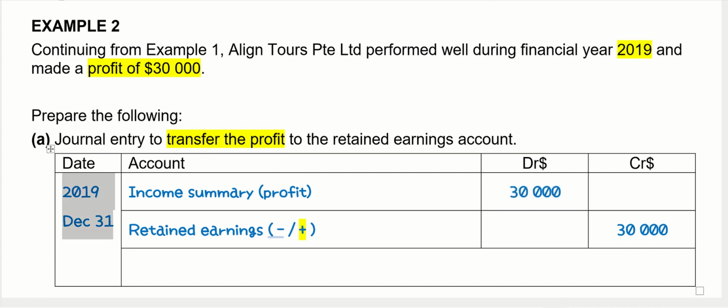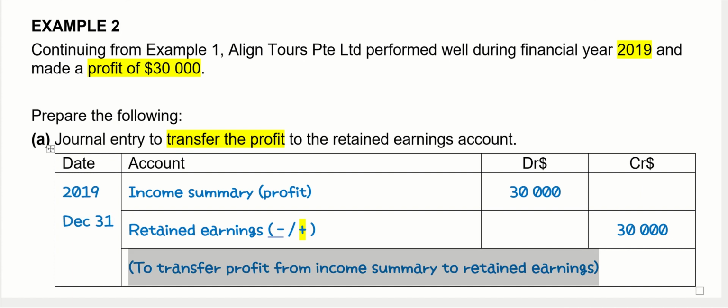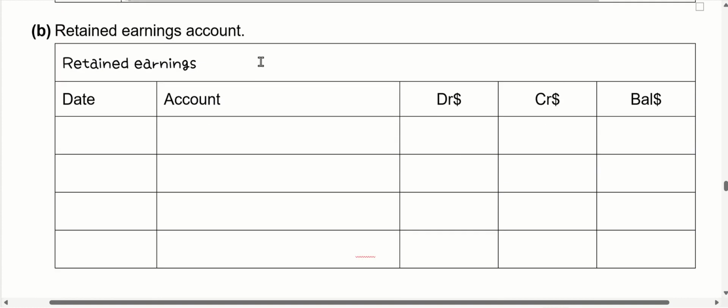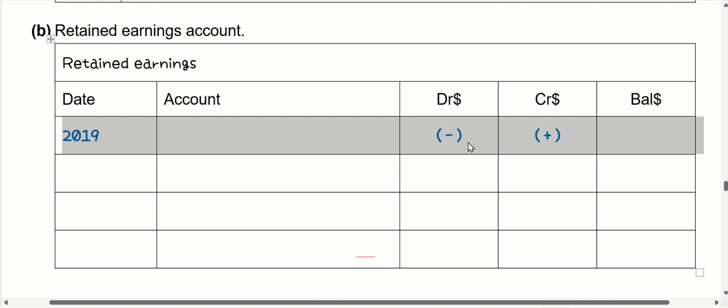So your narration would be to transfer profit from income summary to retained earnings. And now you can pause if you need to copy this. What about the retained earnings account? So like what you did previously, don't copy first, maybe listen first. All right, so retained earnings account, accounting rule is minus plus. So I will always write that to help me to visualize better.